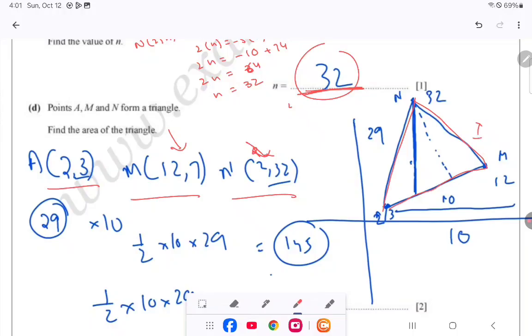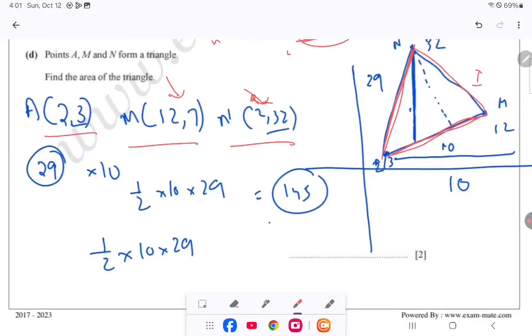Now what we are going to do is use the distance formula to calculate each side. We need only two sides, so two sides will be enough to calculate the area of the triangle, because the area formula is half multiplied by the base and height.